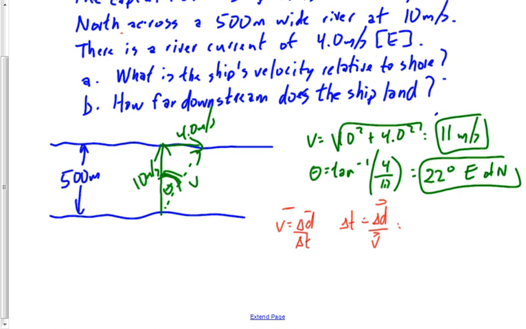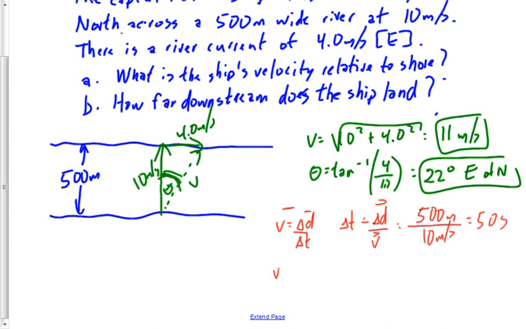Let's use the 500 meters for the delta D. What V would we use here? Remember, we've got to be consistent, right? If we're using the 500 meters, the y component of the displacement, then we've got to use what? We've got to use 10 meters per second, the y component of the velocity. 500 divided by 10. You're allowed to use the 4 or the 11. But if you do that, then you've got to use its corresponding displacement, not the 500 meters. That works out to be 50 seconds.